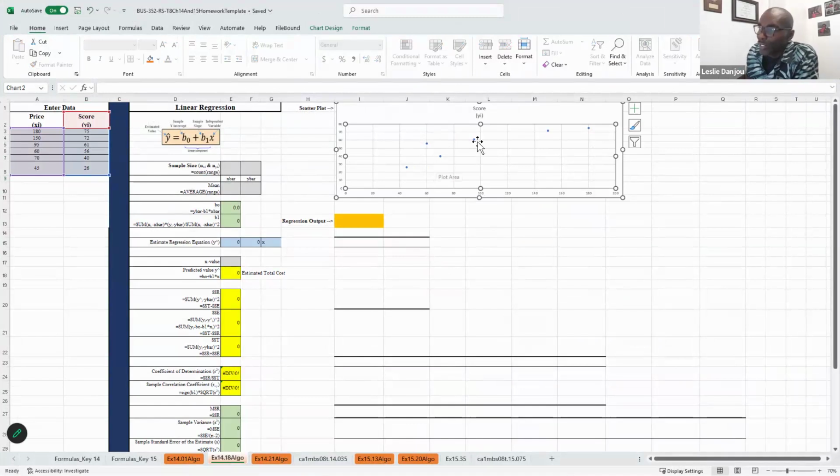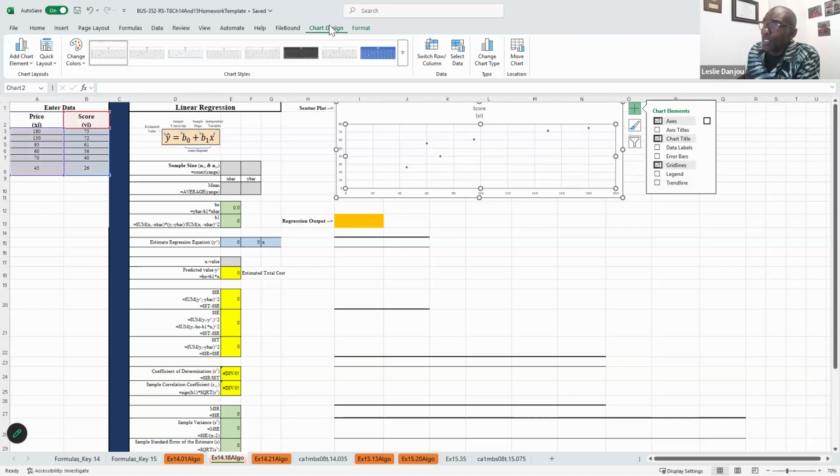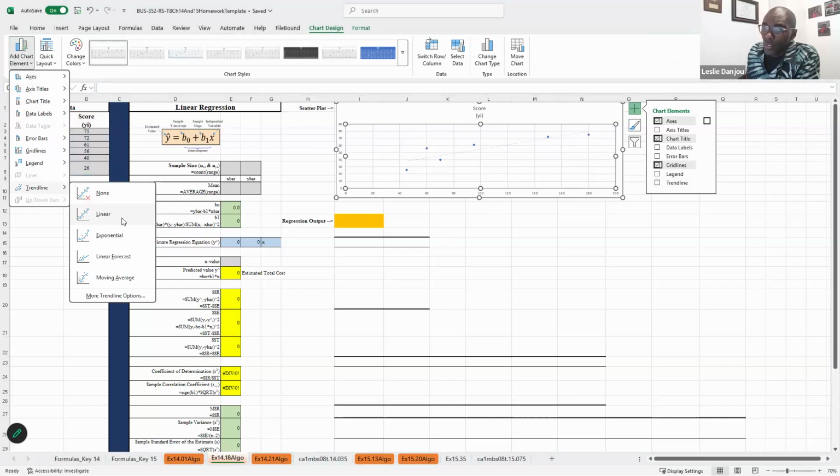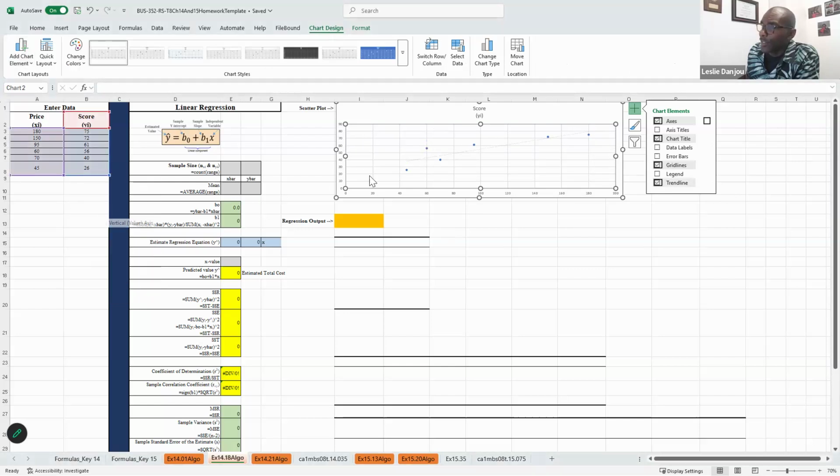And once again, for your trend line, for my Windows users, you can click on this plus sign and click on the trend line open dialog box right here. All right, you can click it. For my Mac users, please go to chart design, add chart element, go down to trend line and click on linear. All right. So here is my trend line.